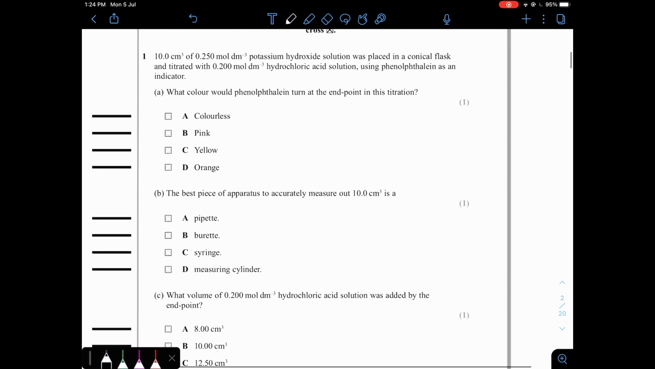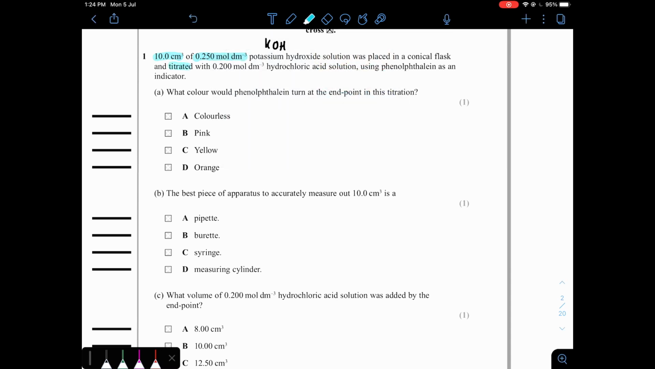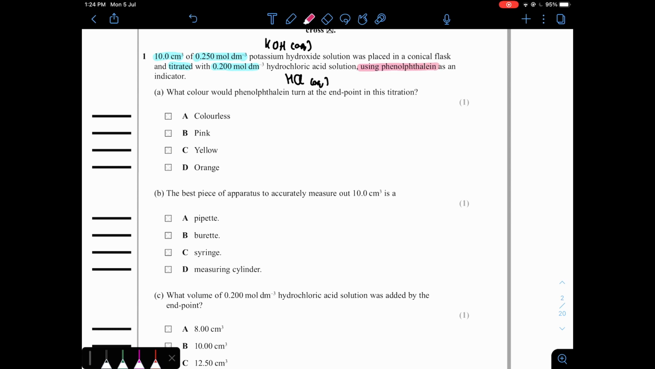Question 1A. 10 cm³ of 0.25 mol dm⁻³ KOH solution was placed in a conical flask and titrated with 0.2 mol dm⁻³ HCl solution, using phenolphthalein. Okay, so that's an indicator, right? So what color would phenolphthalein turn at the end point in this reaction?